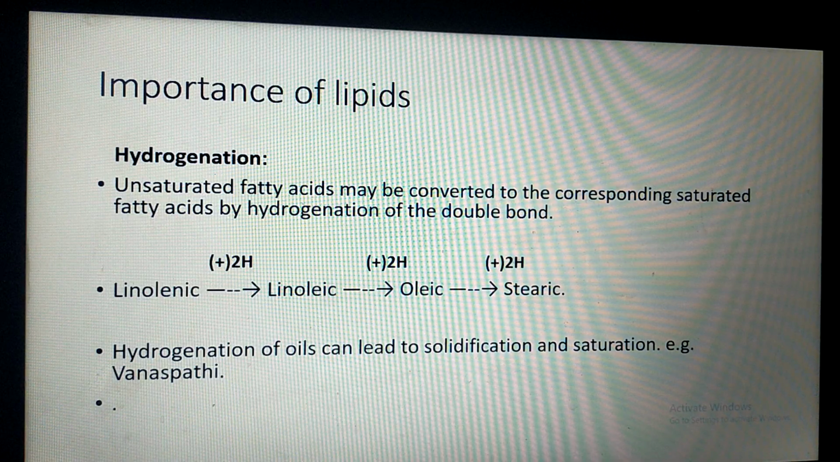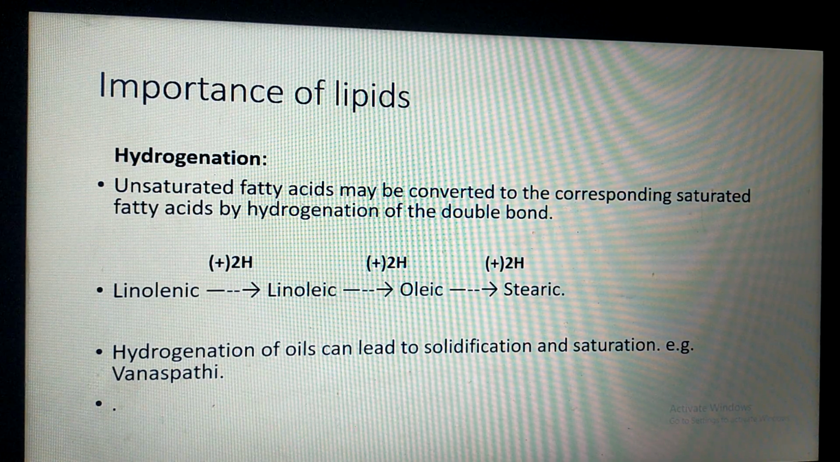When 2 hydrogen atoms are added to linoleic acid, 1 more double bond is saturated and it forms oleic acid, which is a monounsaturated fatty acid, meaning it has only 1 double bond. When 2 hydrogen atoms are added to oleic acid, it forms stearic acid, which is a saturated fatty acid. So linolenic acid, linoleic acid, oleic acid and stearic acid all have 18 carbons, and they are named differently because they have different numbers of double bonds. Hydrogenation of oils can lead to solidification and saturation, an example of which is vanaspati.